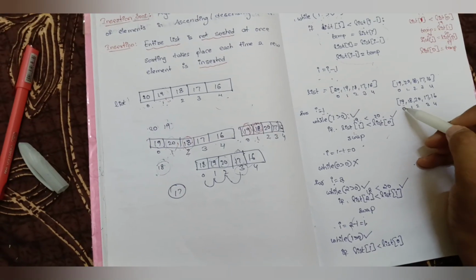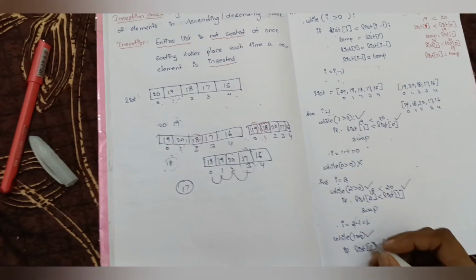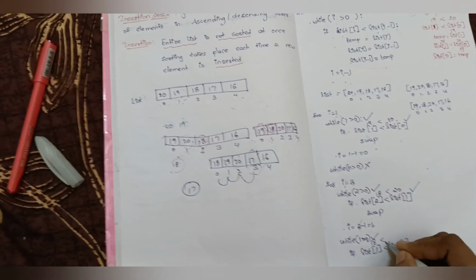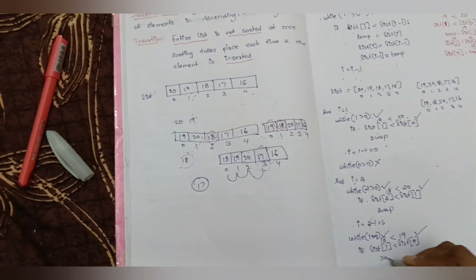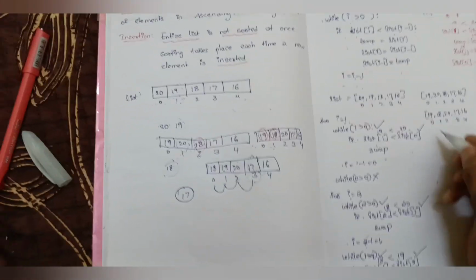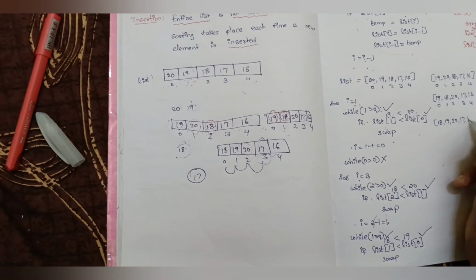List of 1 is 18, list of 0 is this one. We have to compare both of them. Now we are comparing, 18 less than 19? Yes, 18 is less than 19, then you have to perform the swap. After swapping, the list will become this: 18, 19, 20, 17, 16.